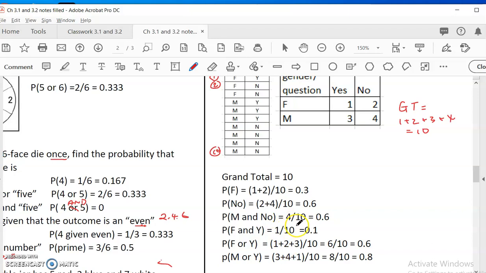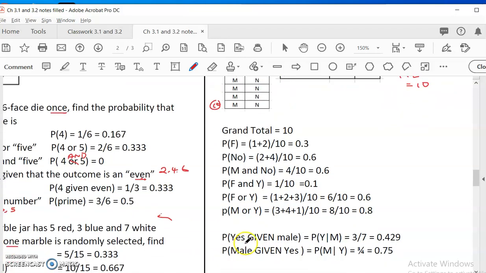So 1 over 10. Let's practice OR. OR means either one, right? Either they are female or answer yes.